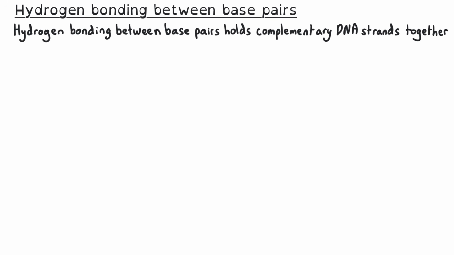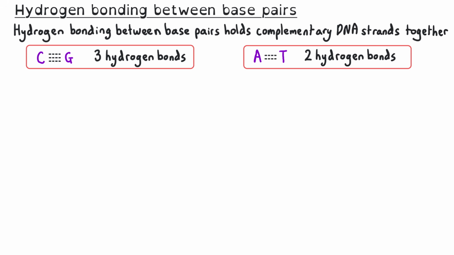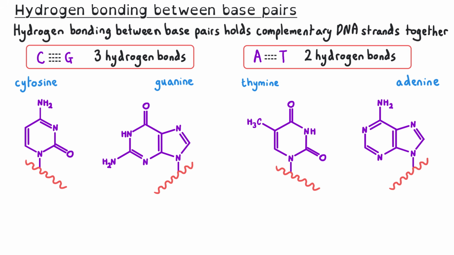Hydrogen bonding between base pairs is what holds complementary DNA strands together. The bases cytosine and guanine can form 3 hydrogen bonds, and adenine and thymine can form 2 hydrogen bonds. And so this is why C bonds with G rather than A or T. I'm showing our 4 bases here, and this squiggle is representing the rest of the DNA molecule. On the AQA datasheet, this is the order that the bases are given in. And so first I'm going to reorganize it slightly to put our base pairs next to each other.